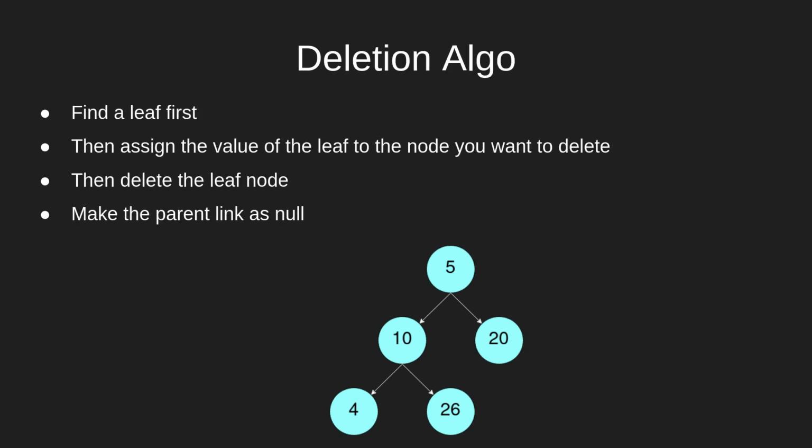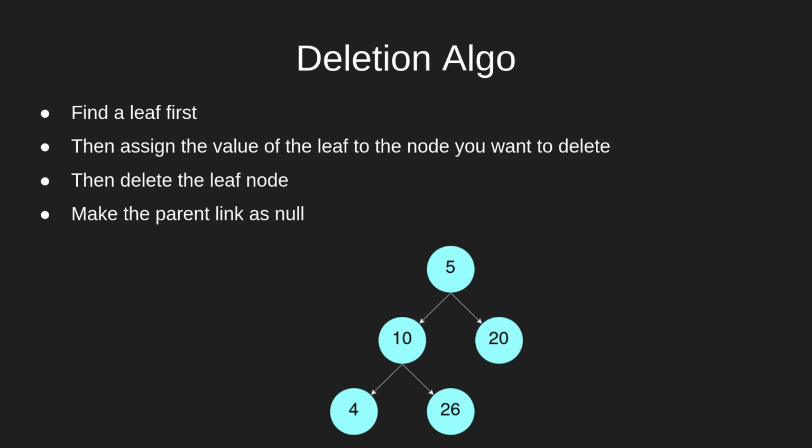Now let's see the algorithm for deletion. So to delete a node, we first find a leaf node. Let's take an example. Let's say the user has asked us to delete the node with value 10. So what we do is that we first find a leaf node by traversing the tree in level order. So we will find the node with value 20 as the leaf node.